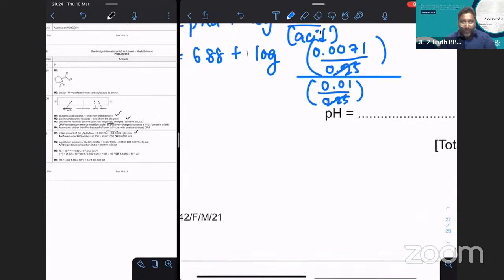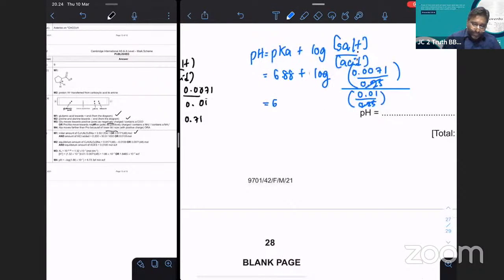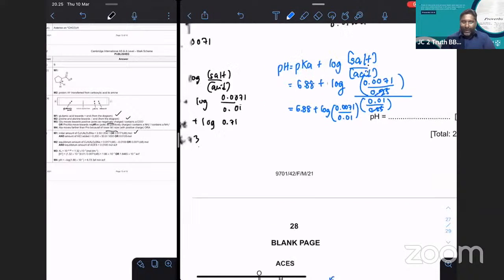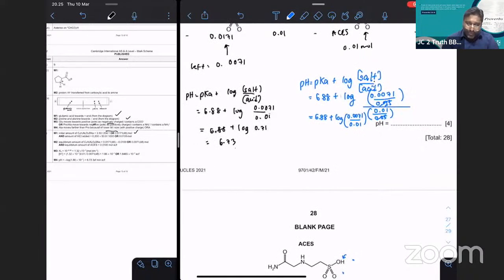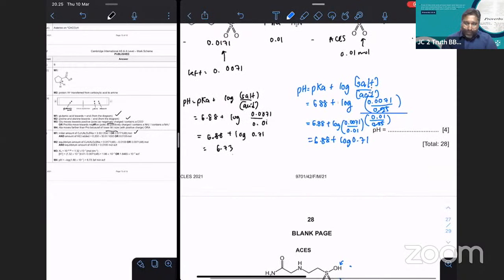So what you actually need to do is 6.88 plus log, and you just need to calculate 0.0071 divided by 0.01. You will get 6.88 plus log 0.71, and that value will give you 6.73. And that is our answer, the pH.